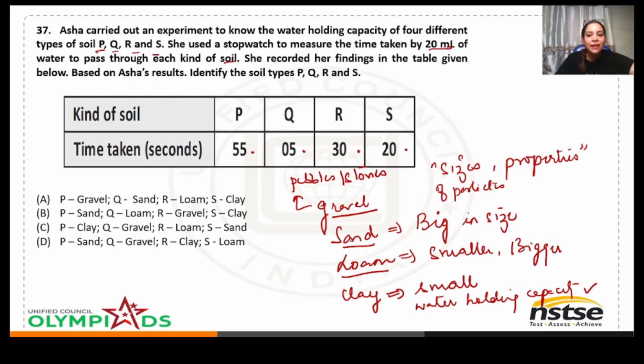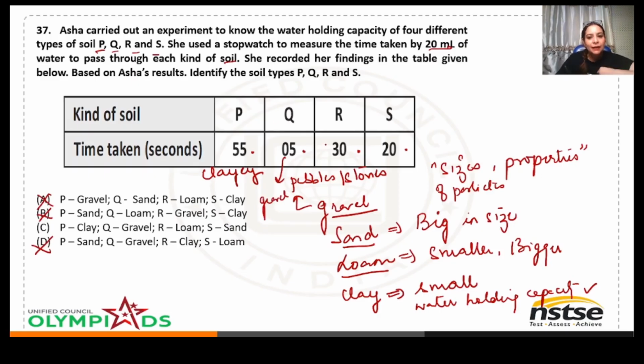So in the option you can see that P took 55 seconds, Q took 5 seconds for water to pass through it, R took 30 and S 20. So let me tell you, the one which has more water holding capacity will take more time to pass water through it. So P would be clay soil. So that means the option where P is clay would be the right answer. And Q, the one which took the least time, would be gravel.